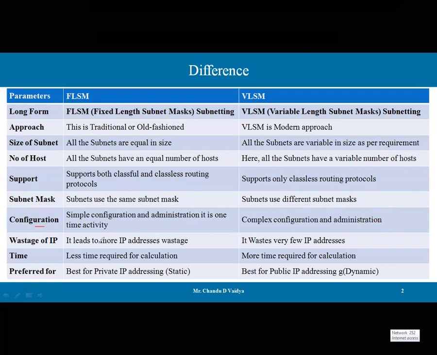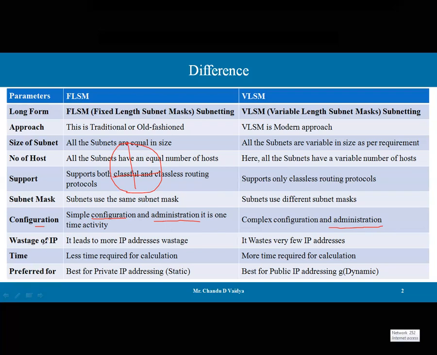Then configuration. This FLSM is simple to configure, and it is very simple for the administrator, because it is a one-time activity. Once the network has been divided into fixed size, there is no need to configure again and again. But with VLSM, it is a complex configuration and administration, because here we have to maintain lots of things. We have to work out exactly to save the IP addresses, a minimum of IP addresses to be wasted. Okay guys, so the administrative work here will increase a lot, and we will have to do configuration again and again as per the requirement.